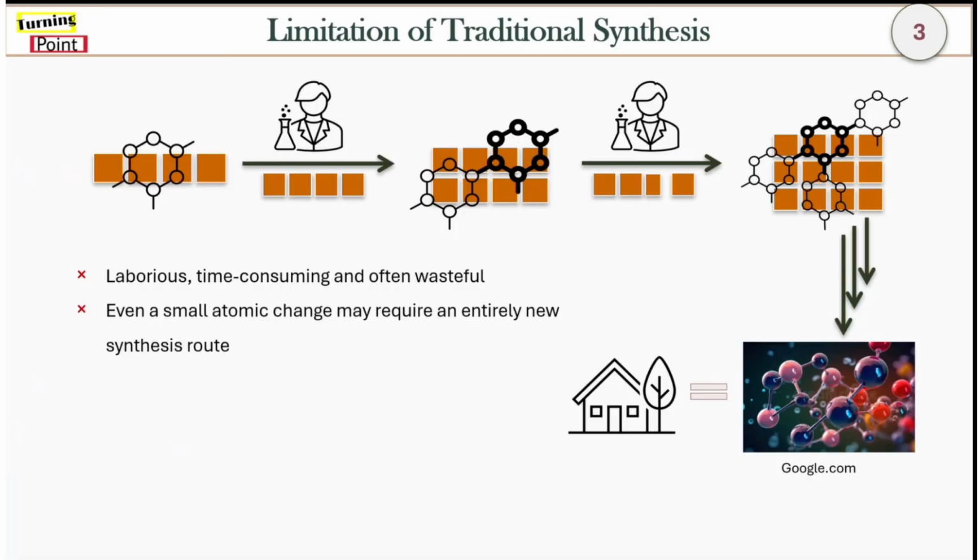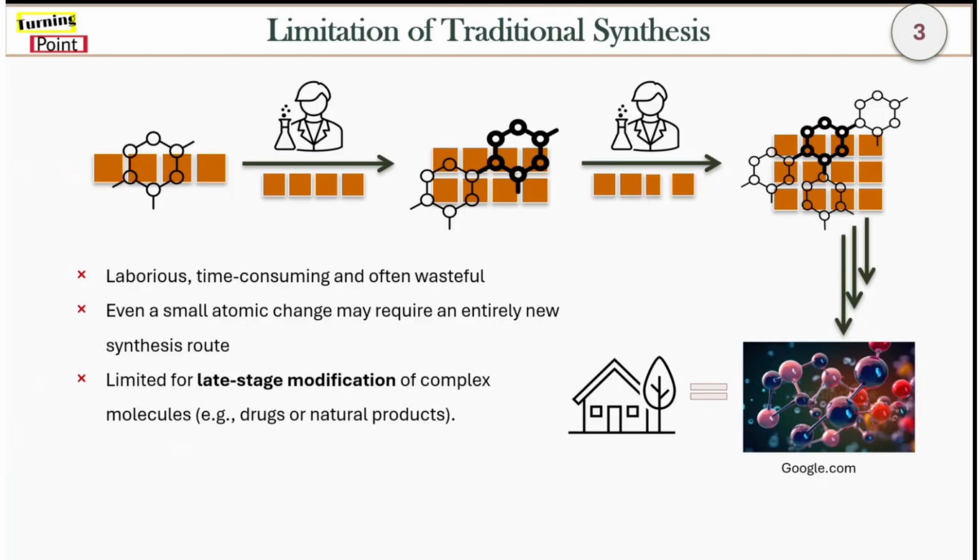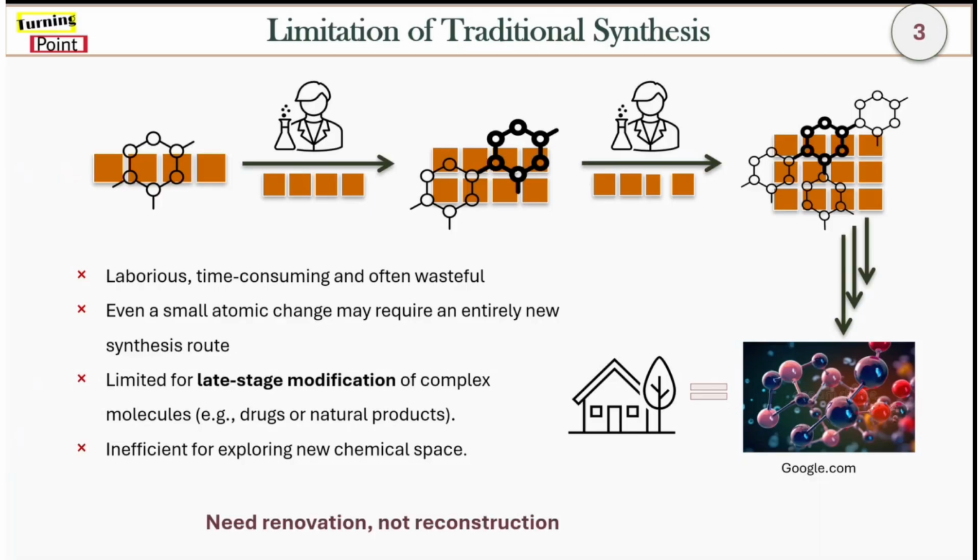Now imagine we have synthesized a complex molecule, and for some reason we just want to change a functional group or a small atom. Even for this small change, in this method we have to take an entirely new synthetic route by making the complex molecule from scratch again, which makes this method limited for late stage modification and also inefficient for exploring new chemical species. So then we chemists realized that we need renovation, not reconstruction.